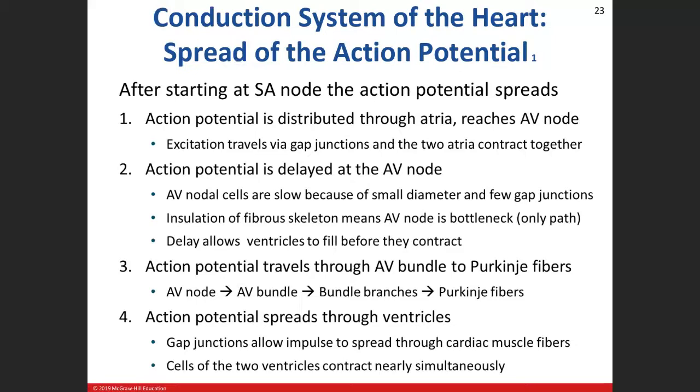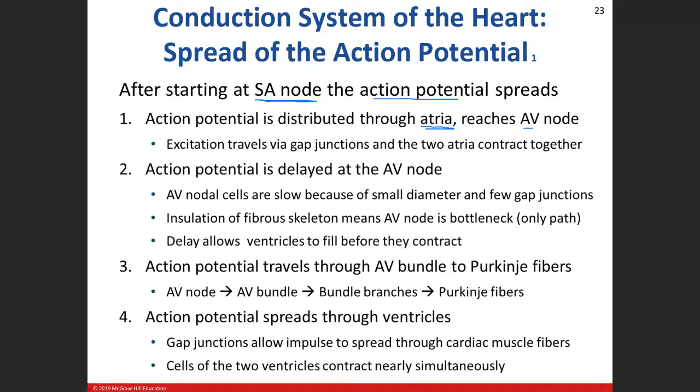So let's talk about what happens as the SA node depolarizes and sends out its action potential message 360 degrees all over the place. As our action potential spreads, we're going to see it move across the atria. Eventually, it's going to reach the AV node here.